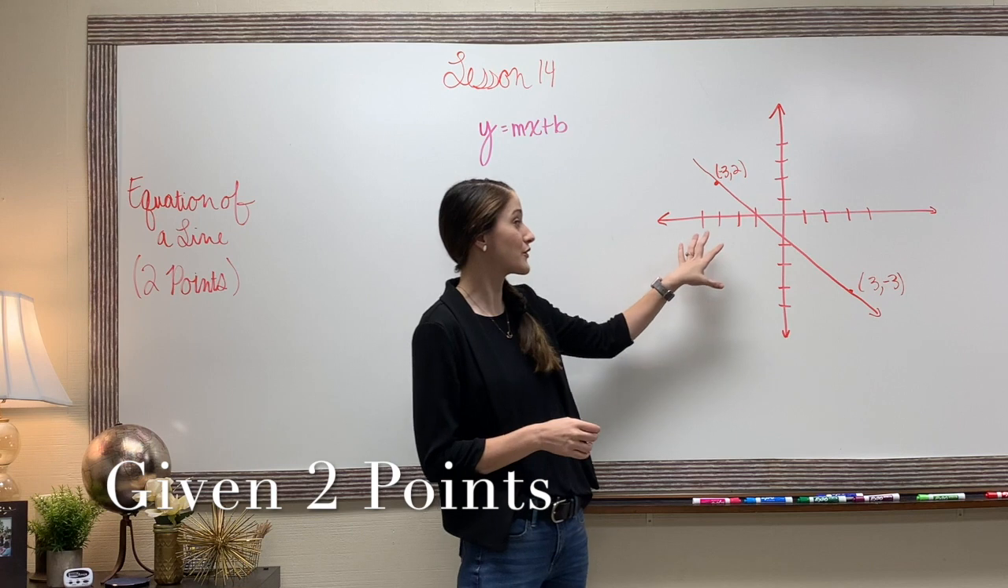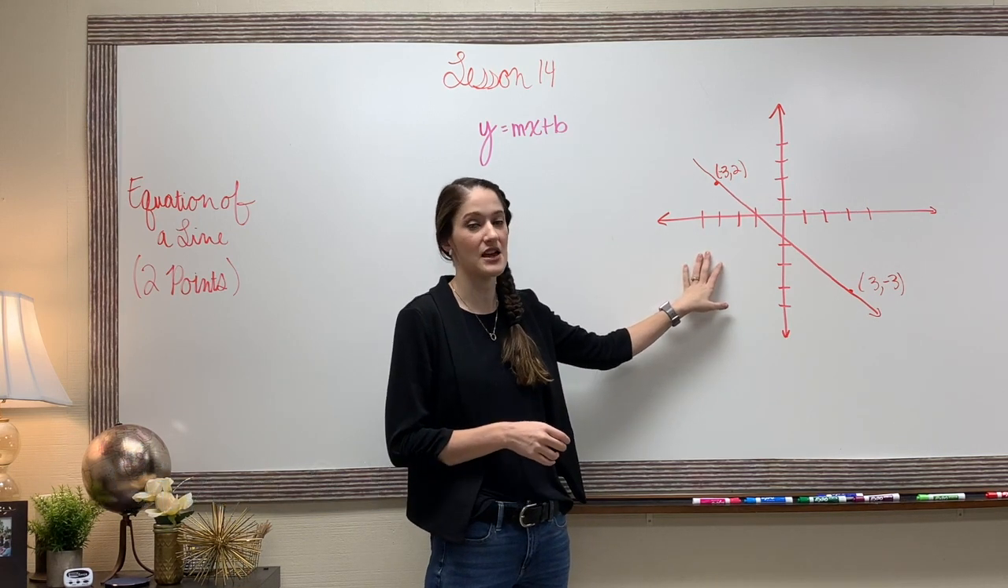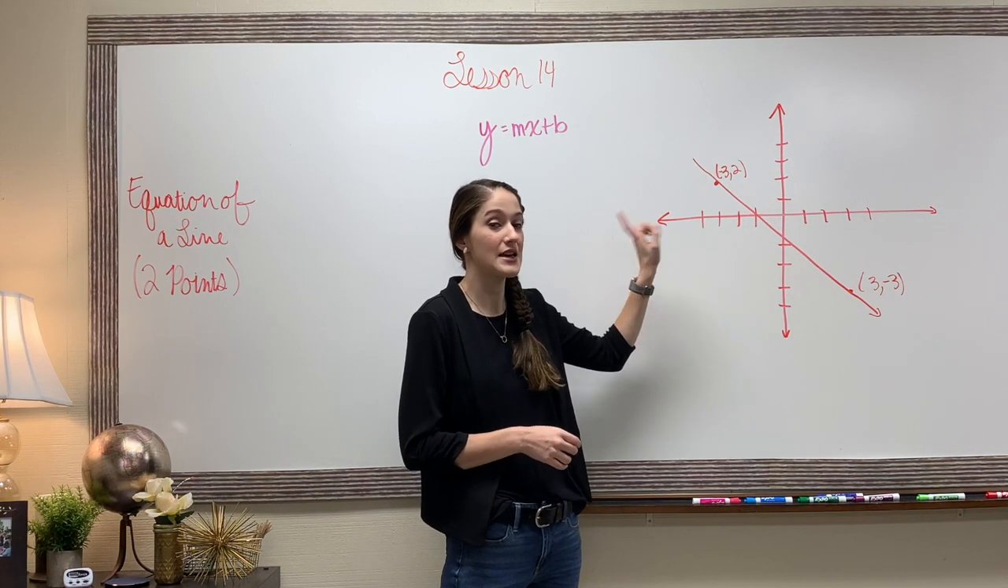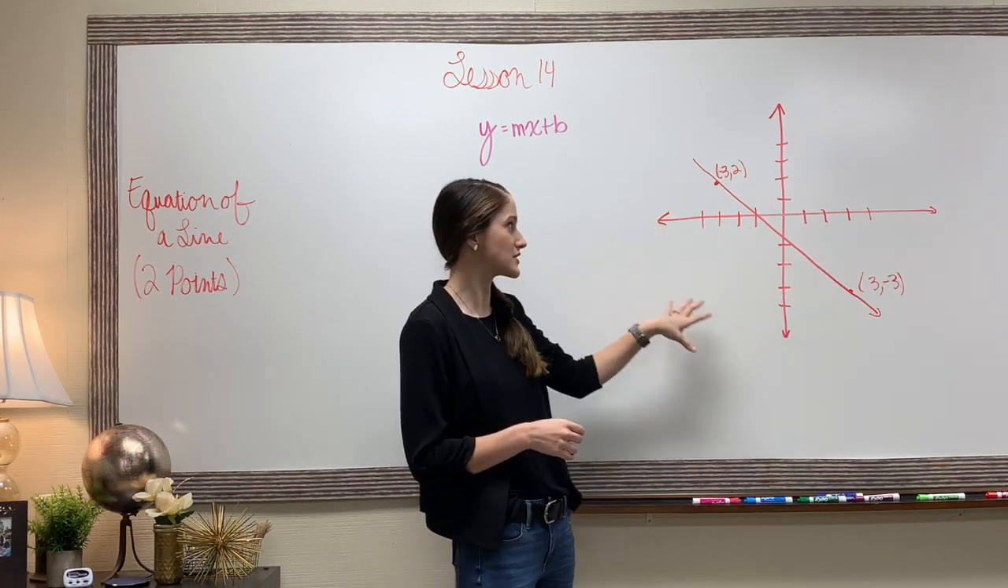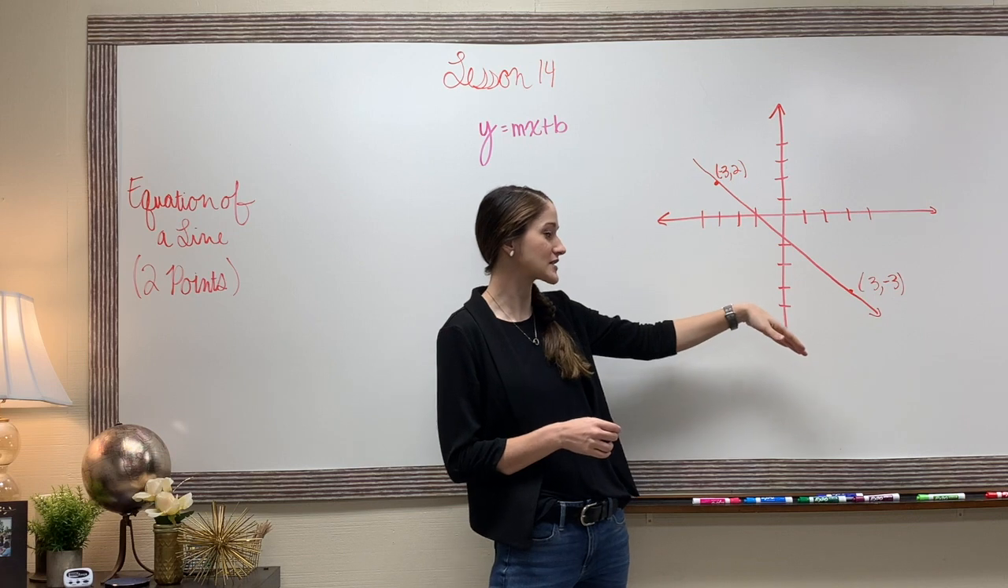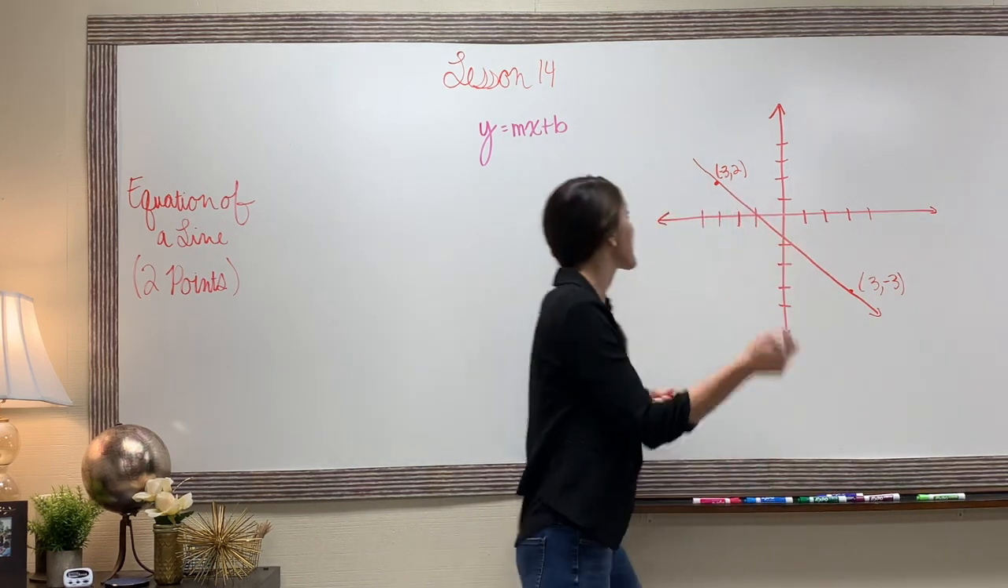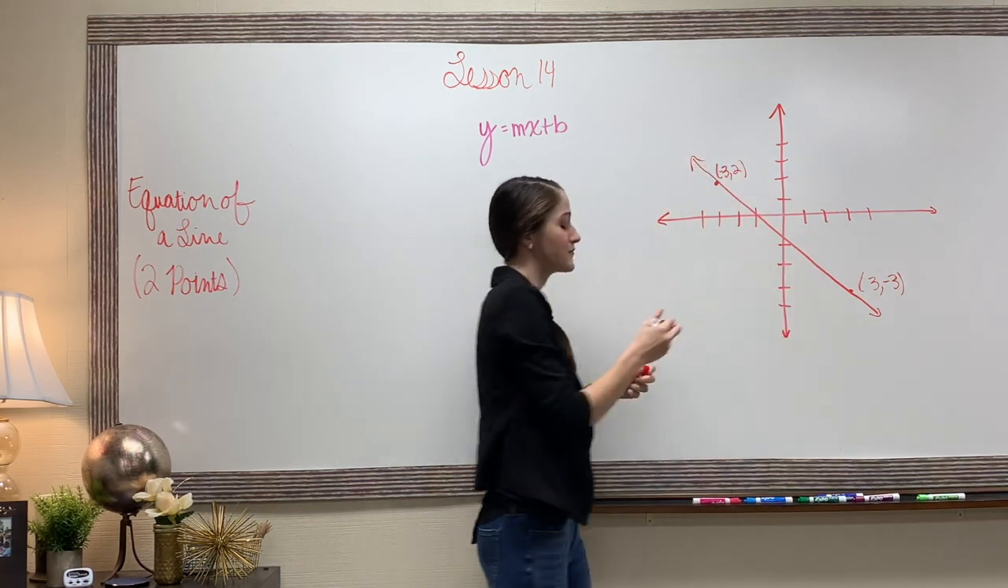This first example, they want us to find the equation of this line given that it passes through the points (-3, 2) and (3, -3). And so I went ahead and graphed it just for us to have a visual of what this line looks like. There should be an arrow up here as well because this is a line.